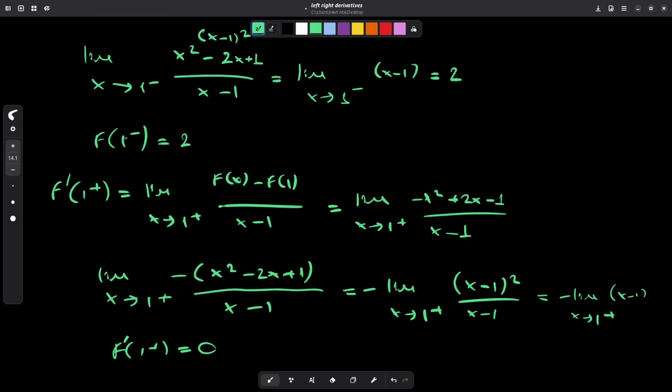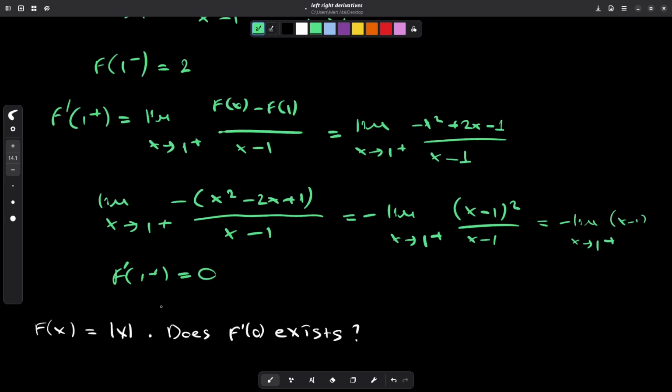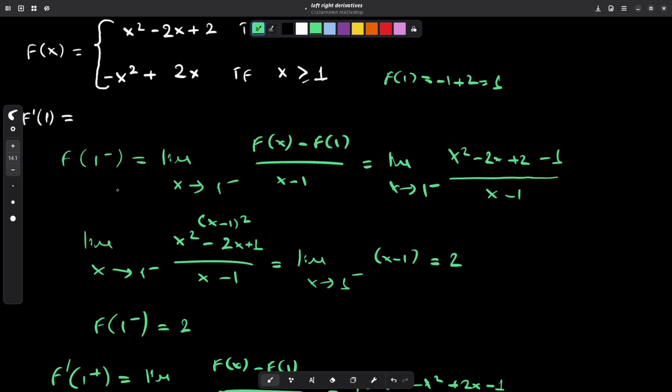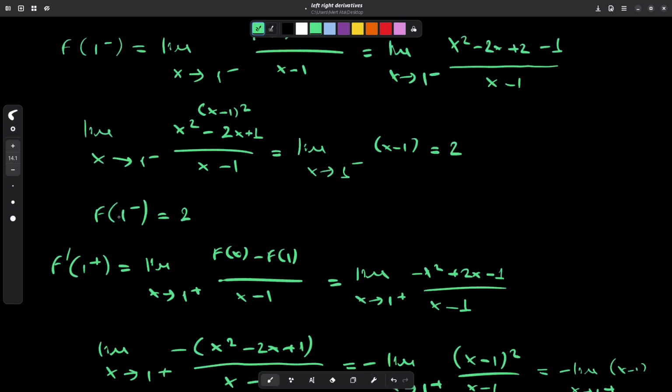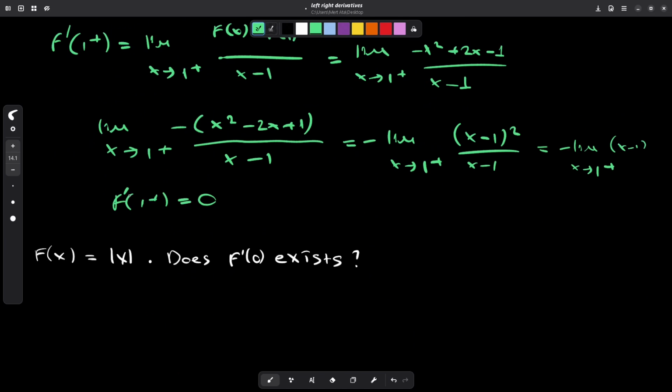But the derivative from the left side, our left-hand derivative, is not equal to our right-hand derivative, which is equal to 0. So therefore, we will say this function is not differentiable at 1. There is no derivative at 1. Do we need to write it? Well, let's say this function does not have a derivative at x equals 1.